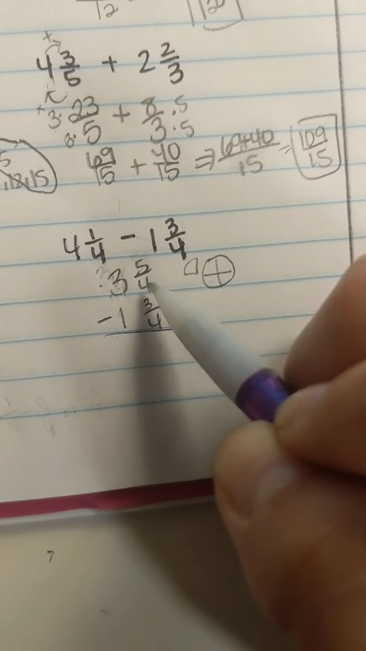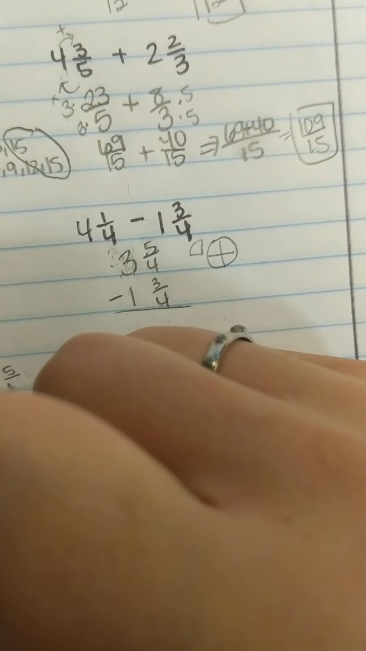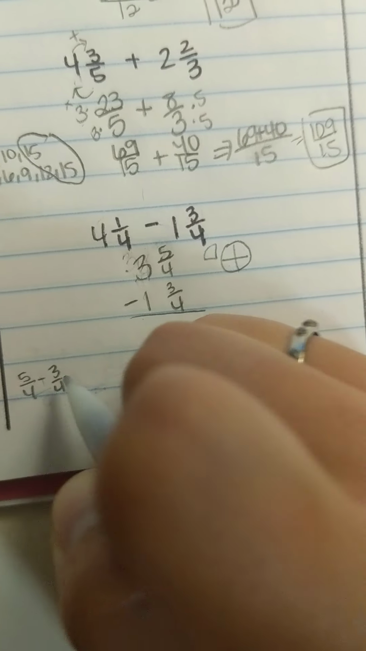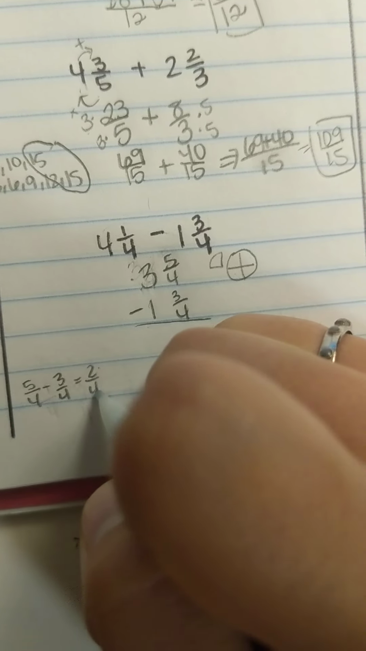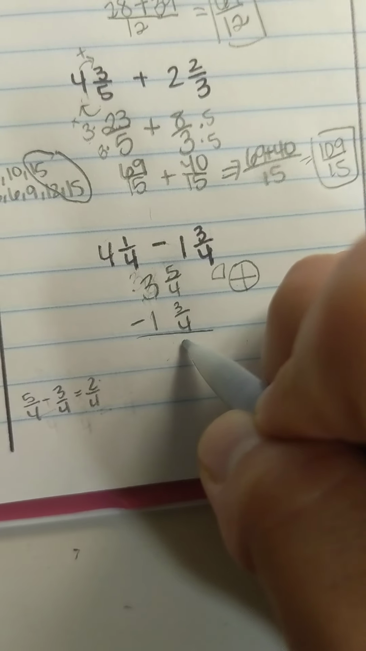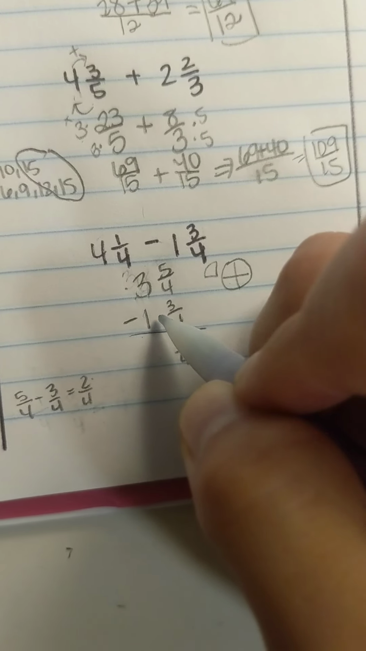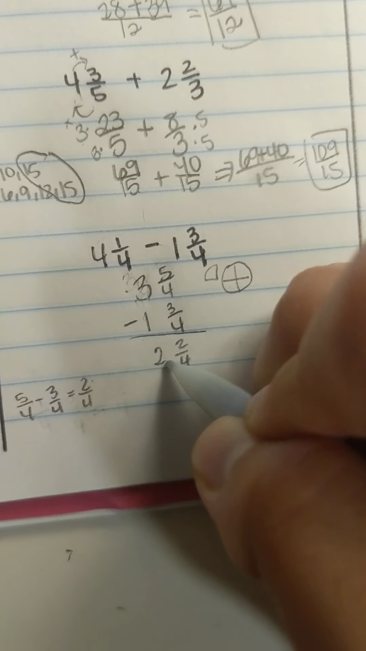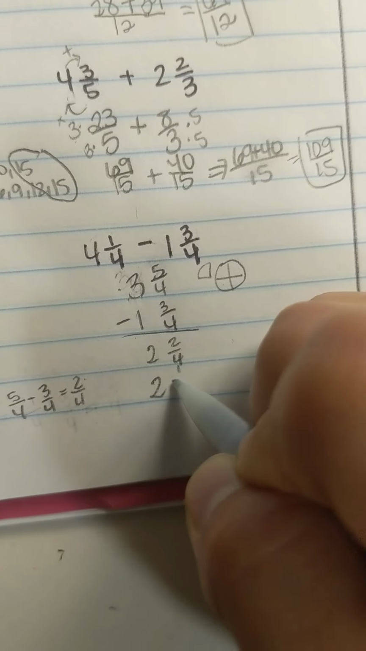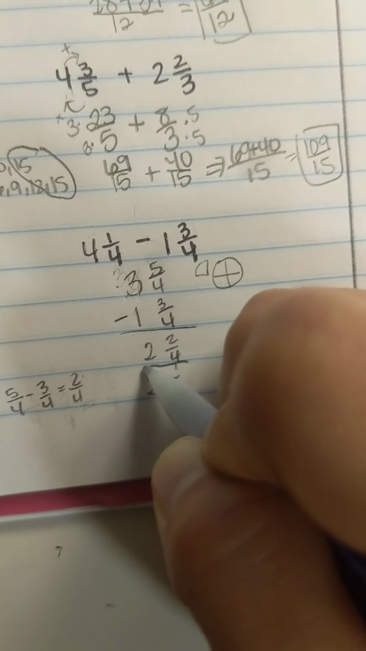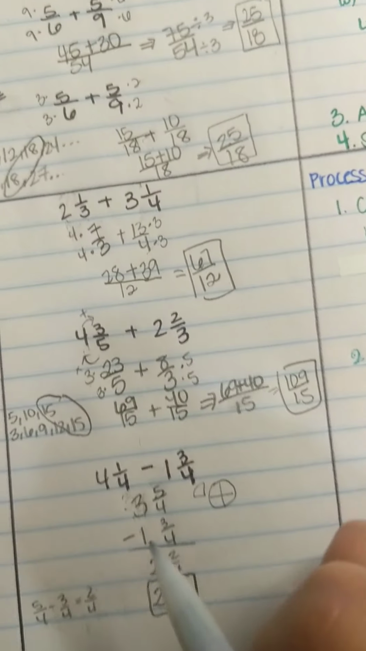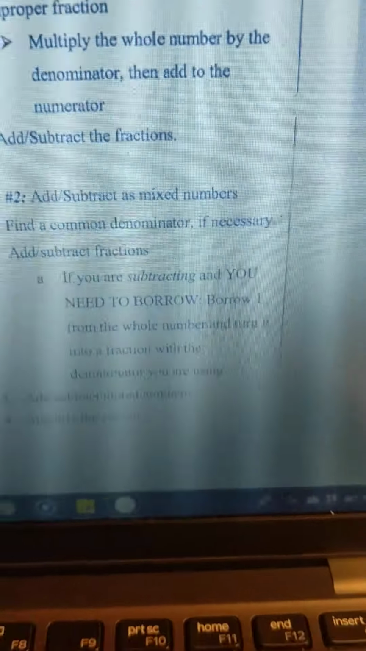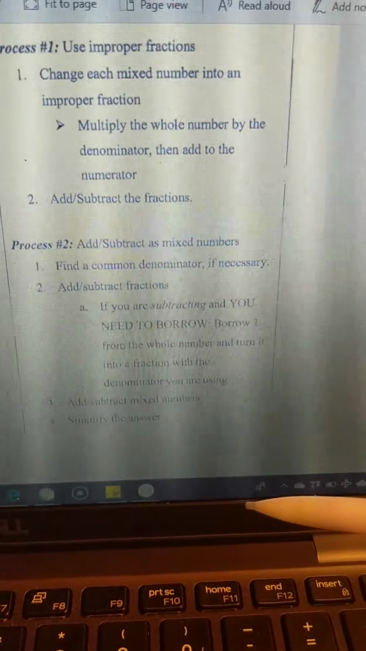And I could just rewrite this as 3 and 5/4. Now I can take 5/4 minus 3/4 is 2/4. 5 minus 3 is 2. Okay, so 2/4. And now I can go 3 minus 1 is 2. And then I can reduce this fraction still. That's 2 and 1/2. So that's another process I could have done. I call that process number 2 in these guided notes.